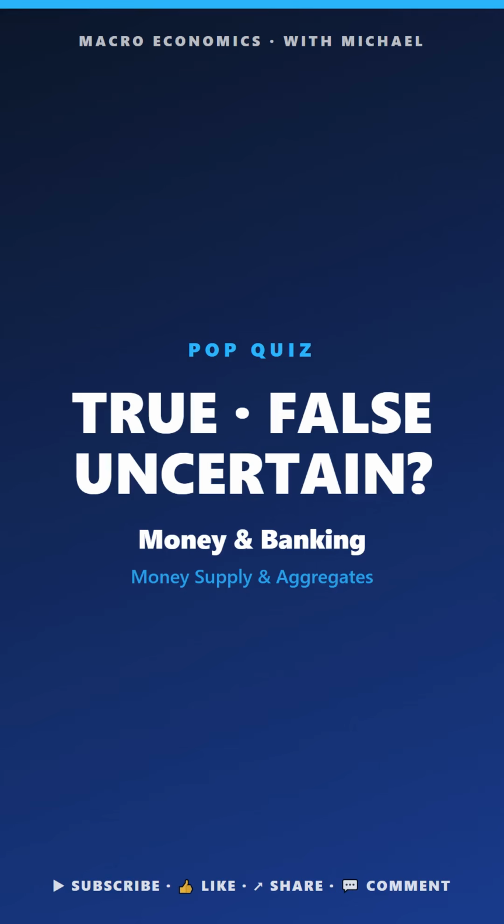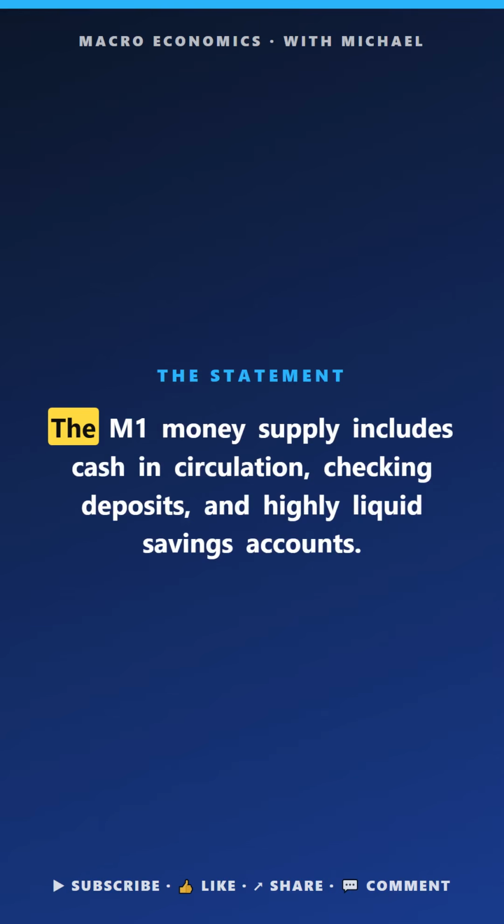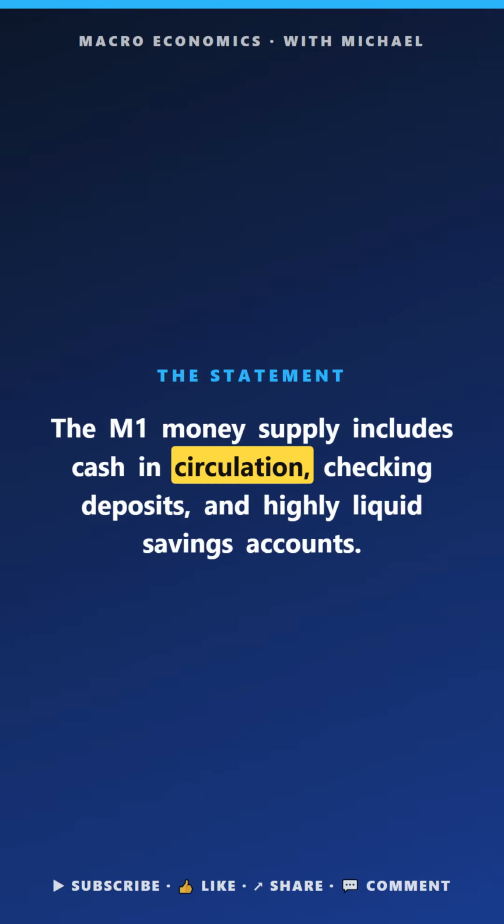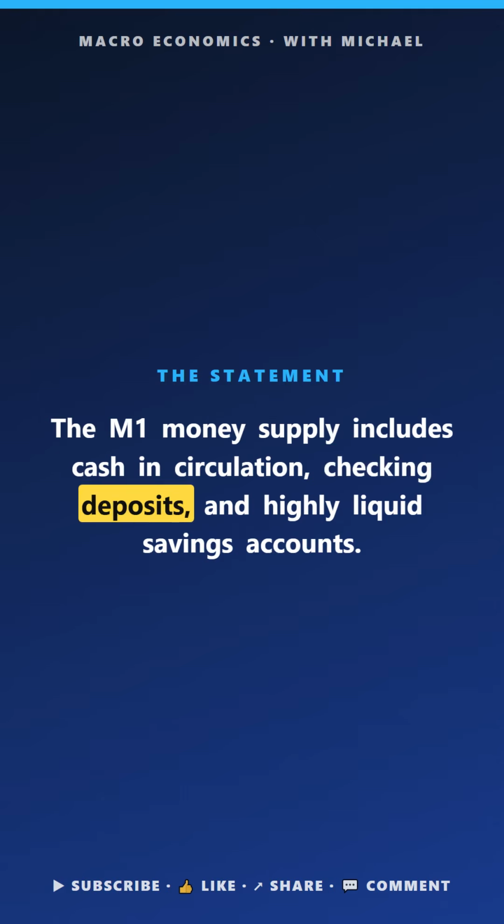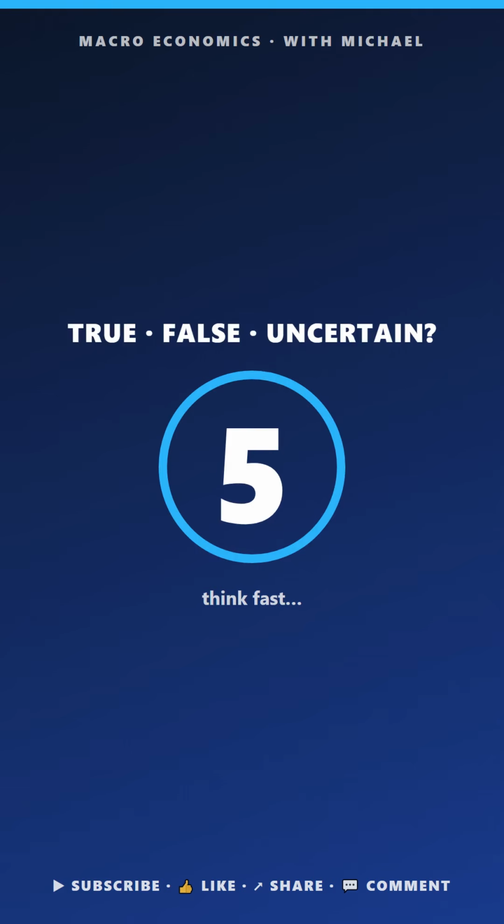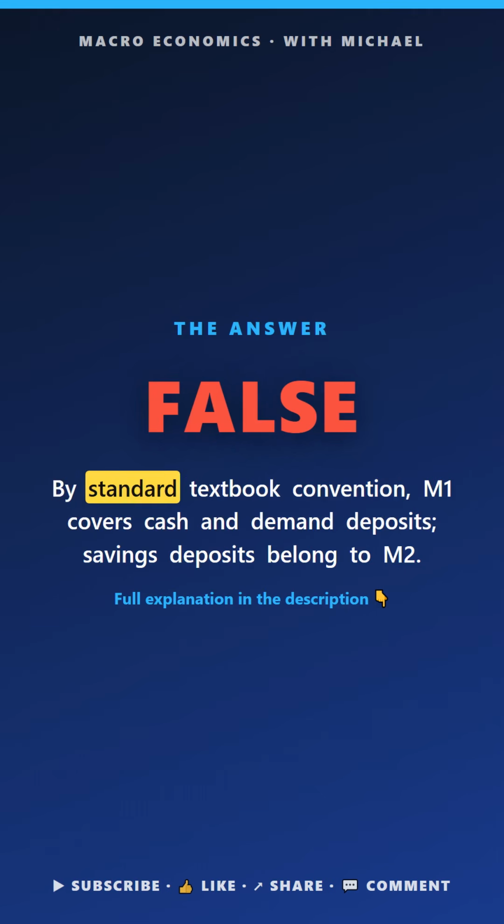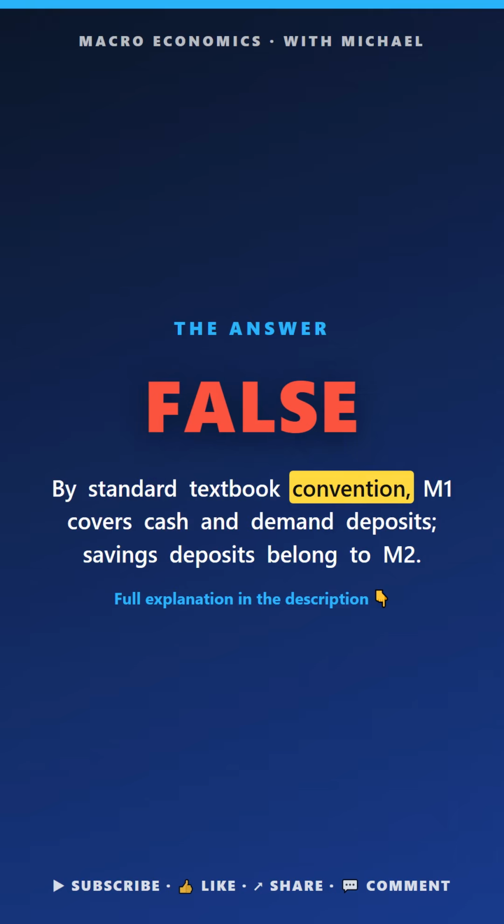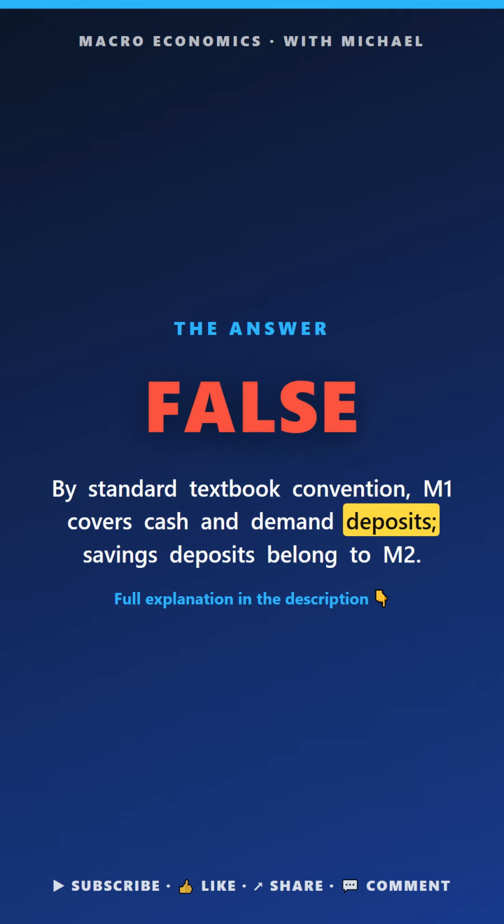Macro pop quiz. Money and banking. True, false, or uncertain. The M1 money supply includes cash in circulation, checking deposits, and highly liquid savings accounts. The answer is false. By standard textbook convention, M1 covers cash and demand deposits, savings deposits below.